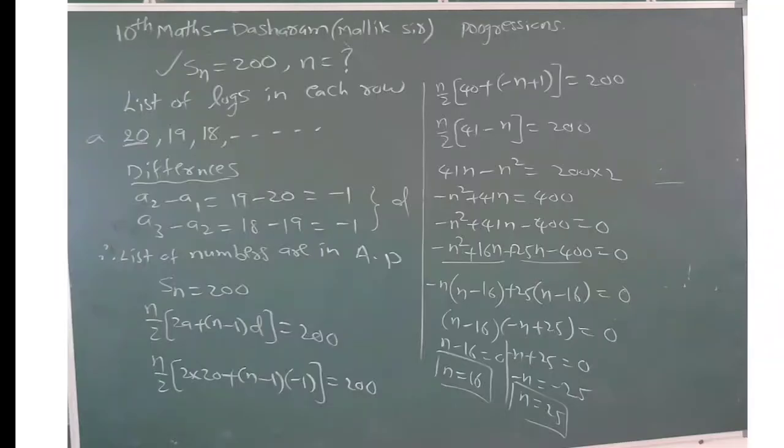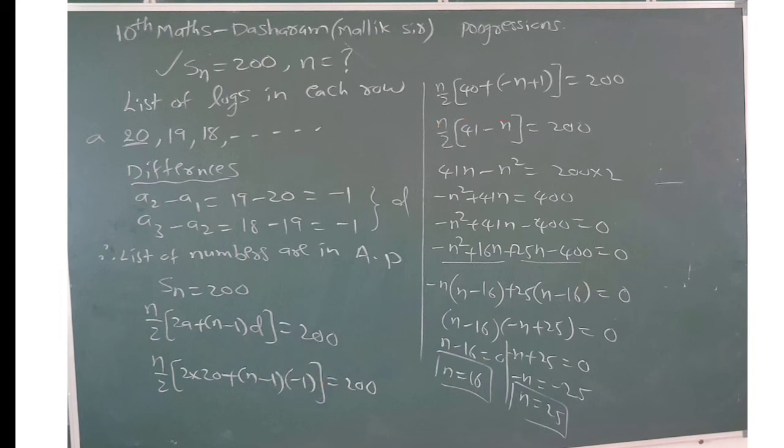Okay students, let's prepare the list of the numbers, the list of the logs in each row. In the first row 20, second row 19, third row 18, and so on. Let's verify. Here D is -1 in both cases, so the list of the numbers is in the AP. Now the given value is Sn equals 200. Here is the Sn formula, equal to 200. Substitute the A value, that is 20, and the D value, that is -1. Then n by 2 into 40 plus minus n plus 1 equals 200, because the -1 is multiplying inside.